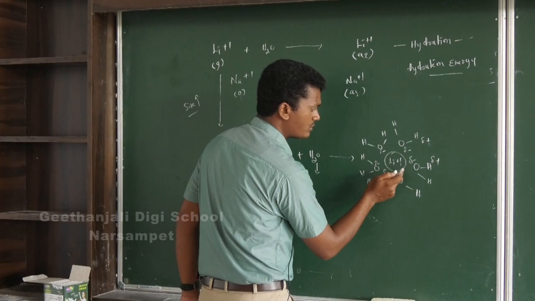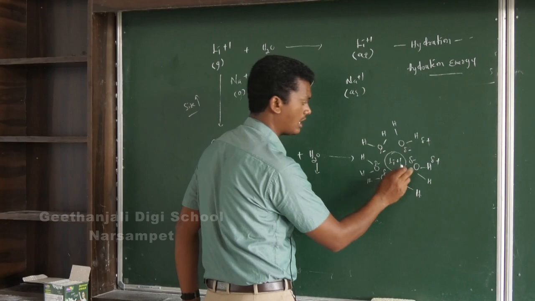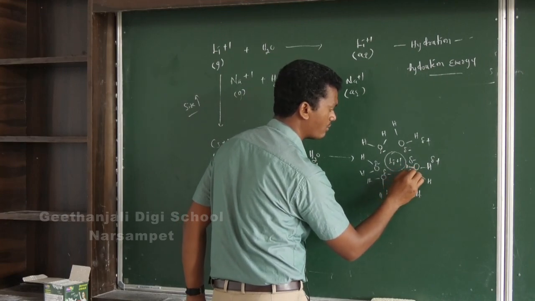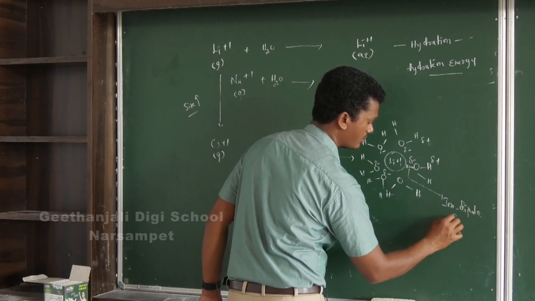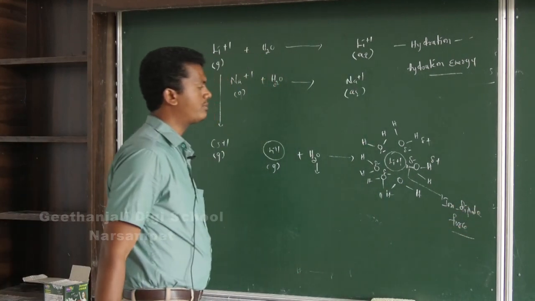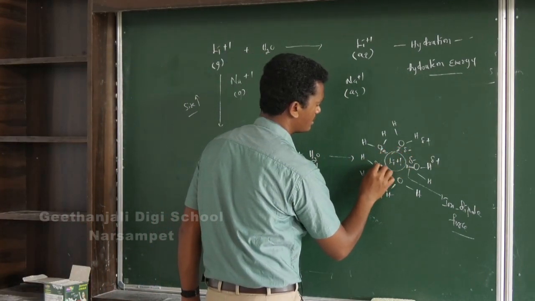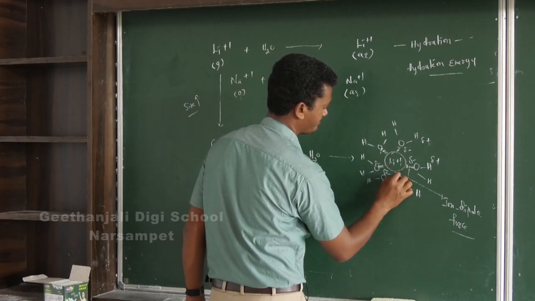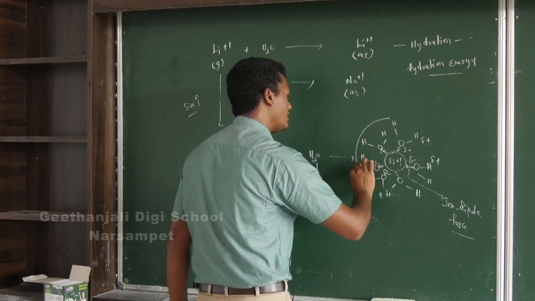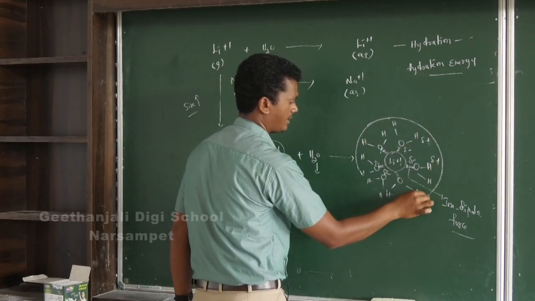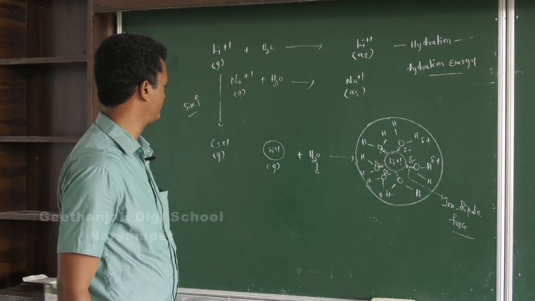So the attractive force which works between this lithium plus 1 and this partial negative charged oxygen is the ion dipole force. This force is called what? Ion dipole force. Due to this ion dipole force, the water molecules are attracted towards this lithium plus 1 ion like this, so that the hydrated radius of lithium plus 1 is like this. This is the hydrated radius of lithium plus 1 ion.